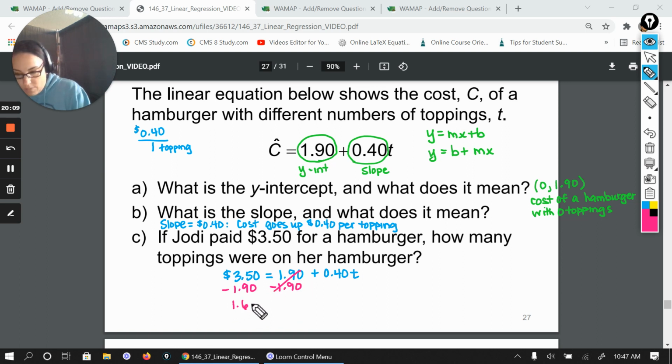And then we get 1.60 equals 0.40t. After that, we would divide both sides by 0.40. And we get 4 equals t. So in other words, to answer the question, she had 4 toppings.